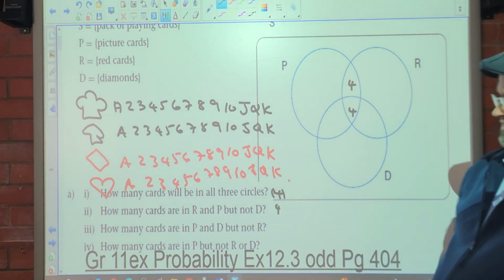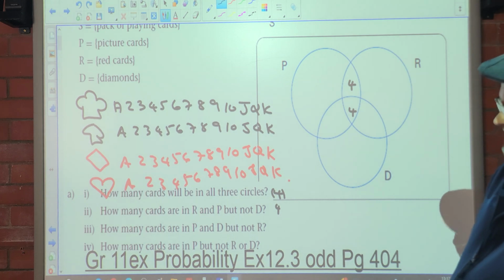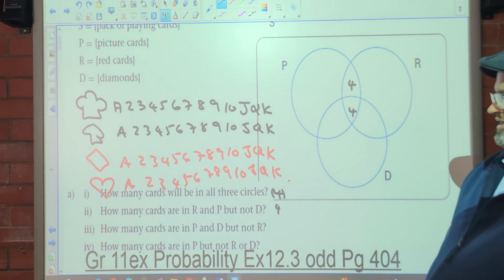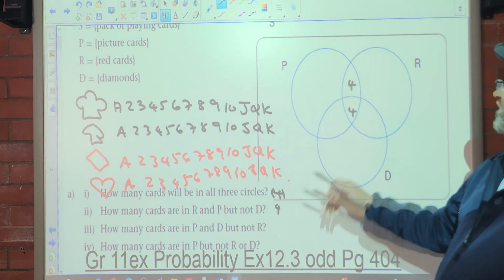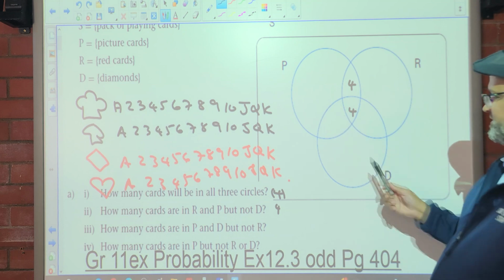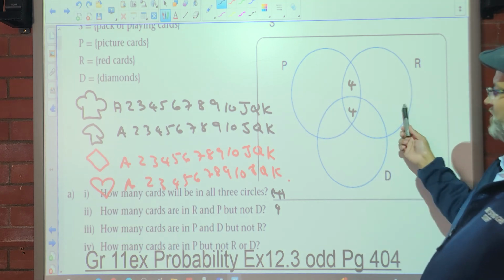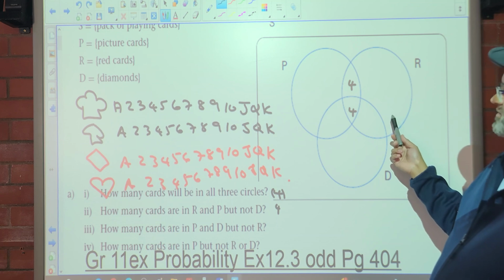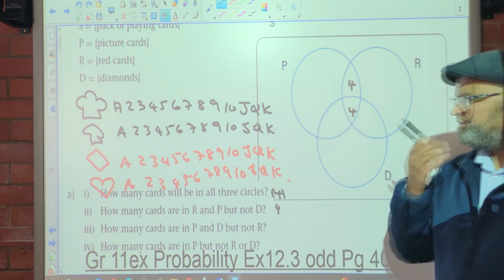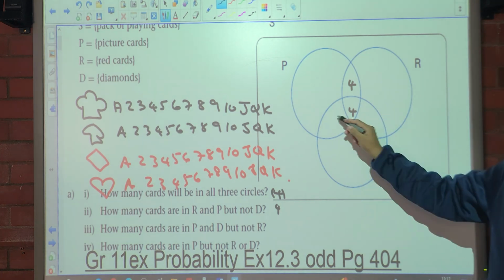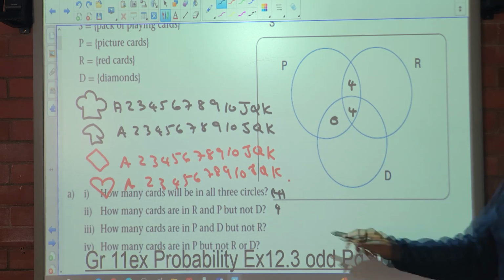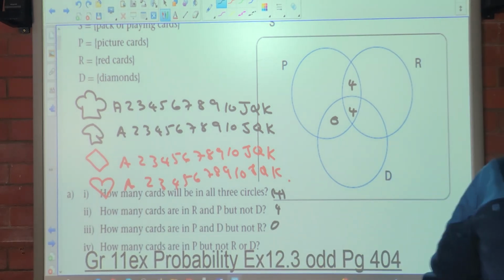So it's going to be a red picture, not diamond, 4. Then, how many cards are in P and D, but not R? So it's picture, diamond, not red. Because all the diamond cards are red. So it's 0 there. Verstaan julle?